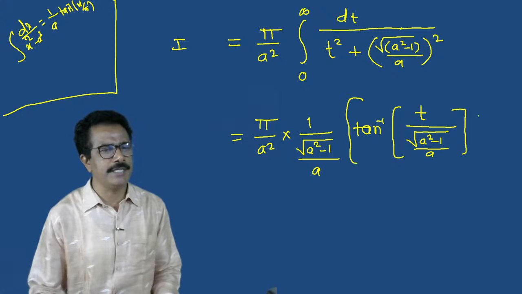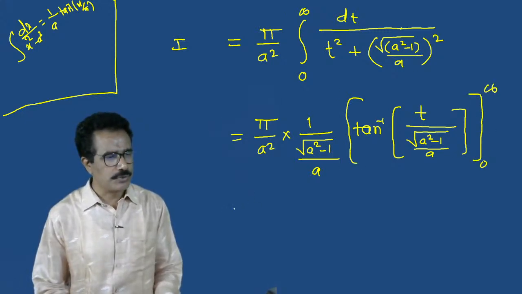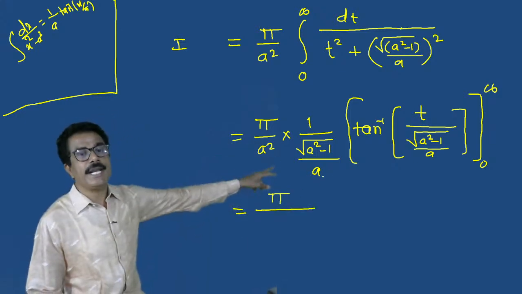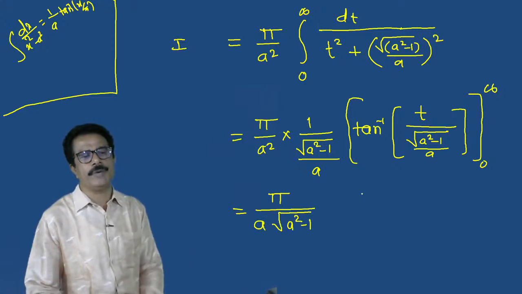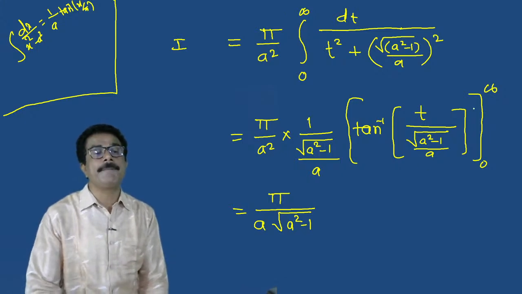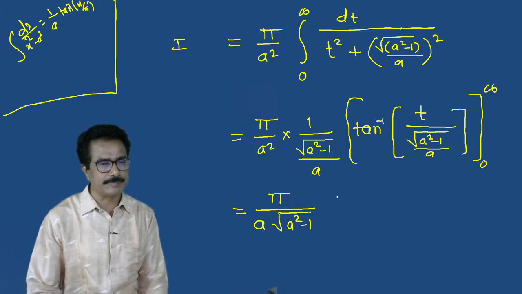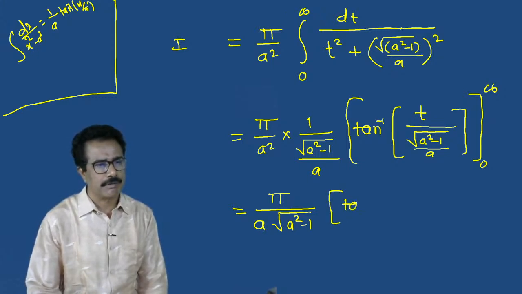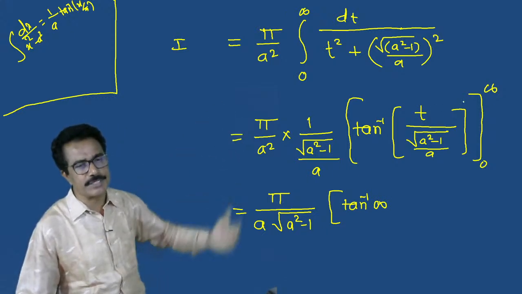Its limit is from 0 to infinity. So we can write pi divided by a square, and this a will be cancelled, so a into root of a square minus 1. Now put the upper limit: if we put t equal to infinity, then tan inverse infinity.